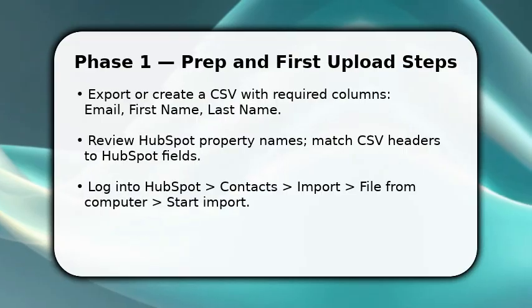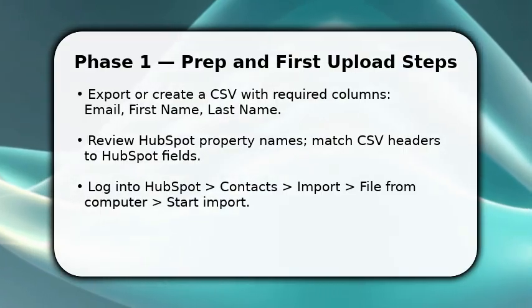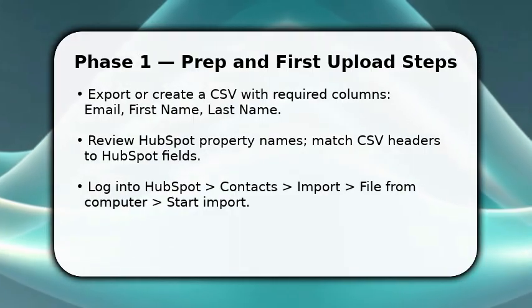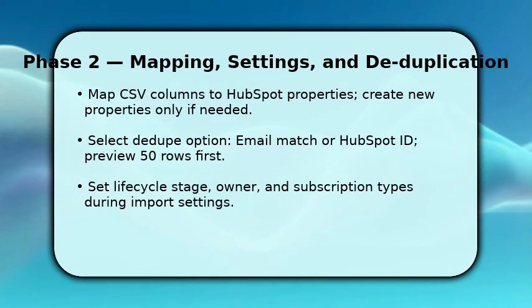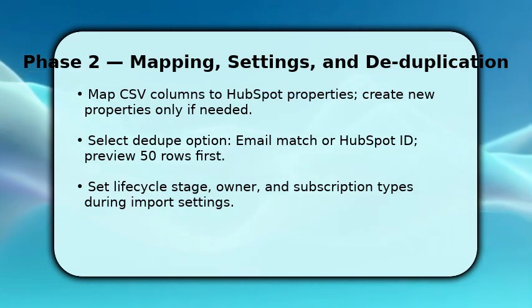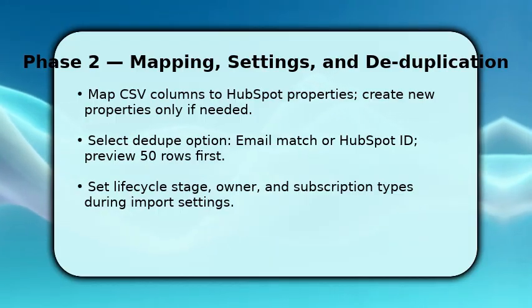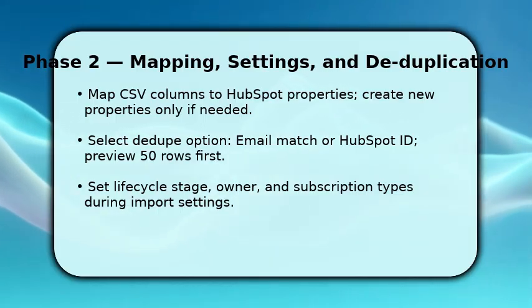As you upload, watch for immediate validation flags. They show missing emails or invalid formats so you can correct them before continuing. You now map columns to HubSpot properties carefully. Mapping wrong fields causes bad data downstream. If a property is missing, create it sparingly. Too many custom fields complicate reports.